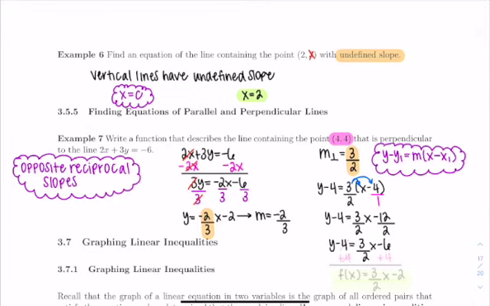The last step is to add 4 to both sides because we want to get y by itself. So we can put this in function notation. It ends up canceling on the left-hand side. And I'm just going to go ahead and replace the y with f of x equals 3/2 x minus 2.